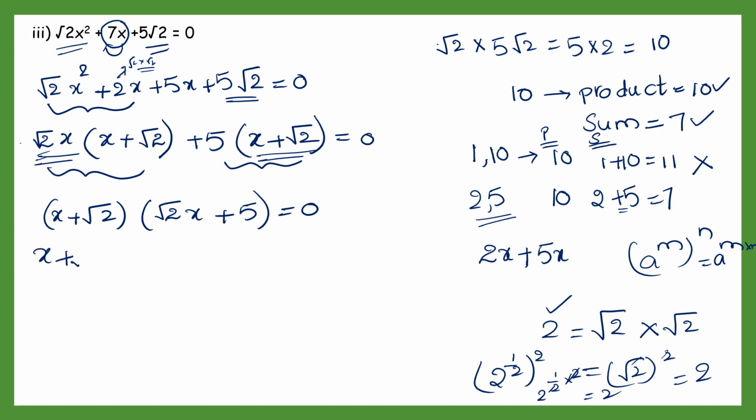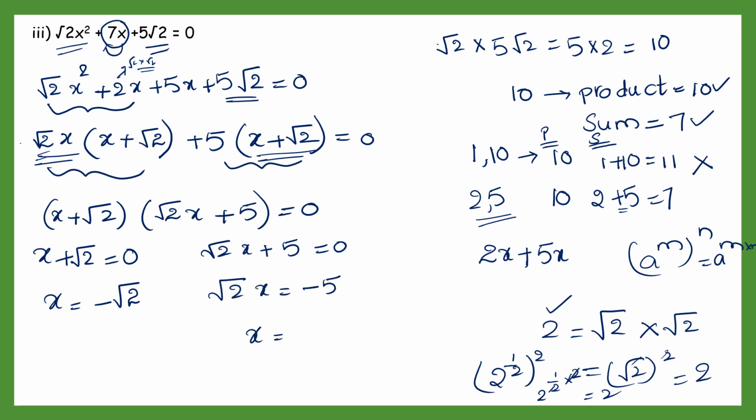So x plus root 2 is equal to 0. X is equal to what? Minus root 2. This is one root. Then root 2x plus 5 is equal to 0. That means root 2x is equal to minus 5. X is equal to minus 5 by root 2. So roots of the given equation are minus root 2 and minus 5 by root 2.